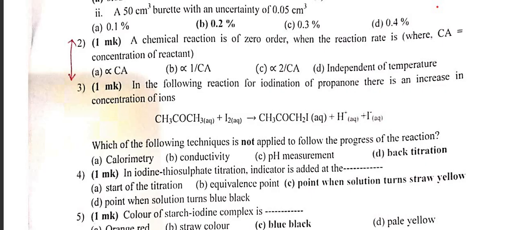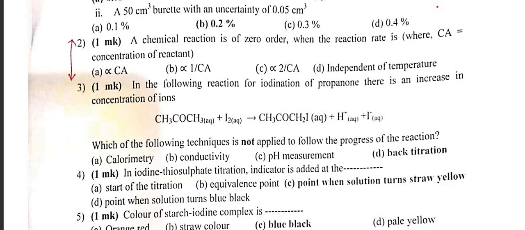So look at the first one. The first one they're saying is proportional to the concentration of the reactant. This one means proportional to the inverse of the concentration of the reactant. This one means proportional to twice the inverse of the concentration of our reactant. The correct answer here is simply going to be D.